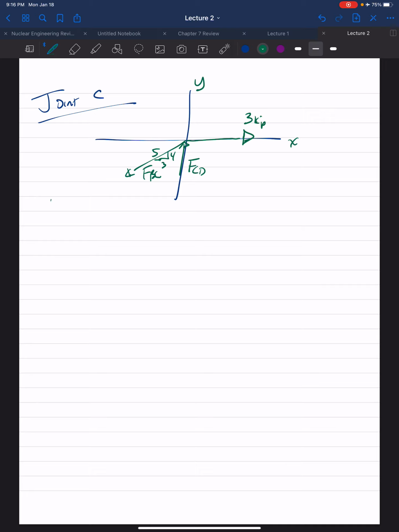So for this joint, if we consider the sum of our forces in the x direction equals 0, you have your 3 kip minus your FBC times the horizontal component, which is 3/5, equals 0. So FBC is 5 kip.